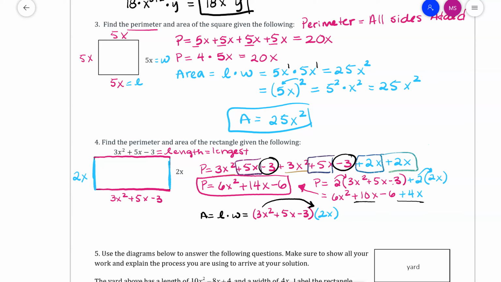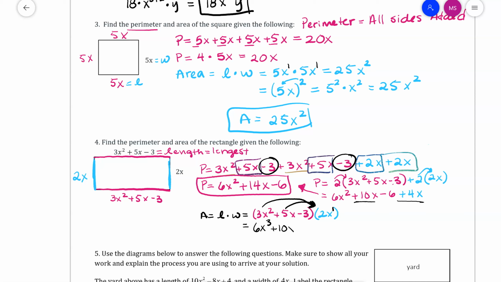So 3x squared times 2x, that's going to give us 6, because 3 times 2 is 6. X squared times x, remember we add the exponents, so this is x cubed. All right, so we did this first term in this trinomial, so next we have 5x times 2x. Positive 5 times 2 is a positive 10.